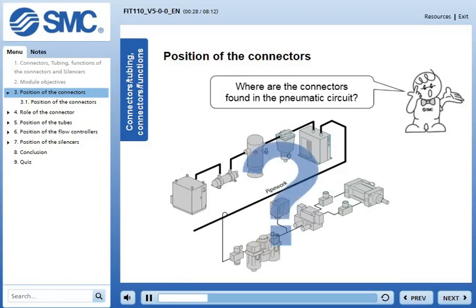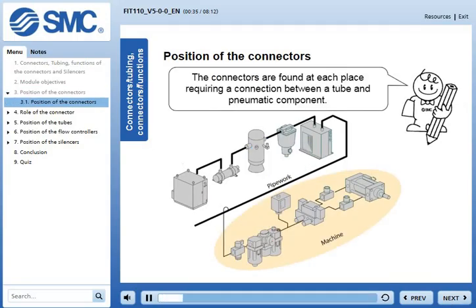We're going to begin this module with the connectors. Where are they found in the pneumatic circuit? Connectors are found at each place in the circuit where it is necessary to connect a component to a tube, connect several tubes to each other, or a number of components to each other.